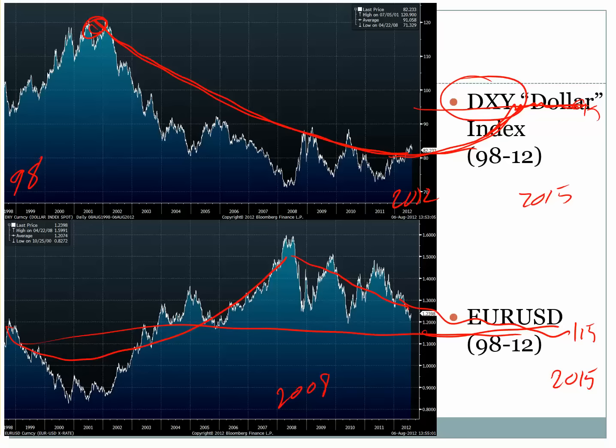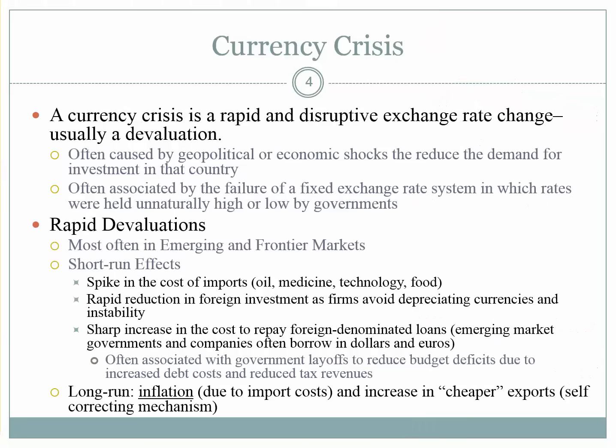So we're going to talk about how exchange rates are determined, what causes them to go up or down. The first thing I want to talk about is a currency crisis, because that's going to come up a lot. A currency crisis, we're going to say, is a rapid and disruptive change in an exchange rate. It's usually associated with a geopolitical or economic shock, and it's often associated with the failure of a fixed rate system or government involvement.